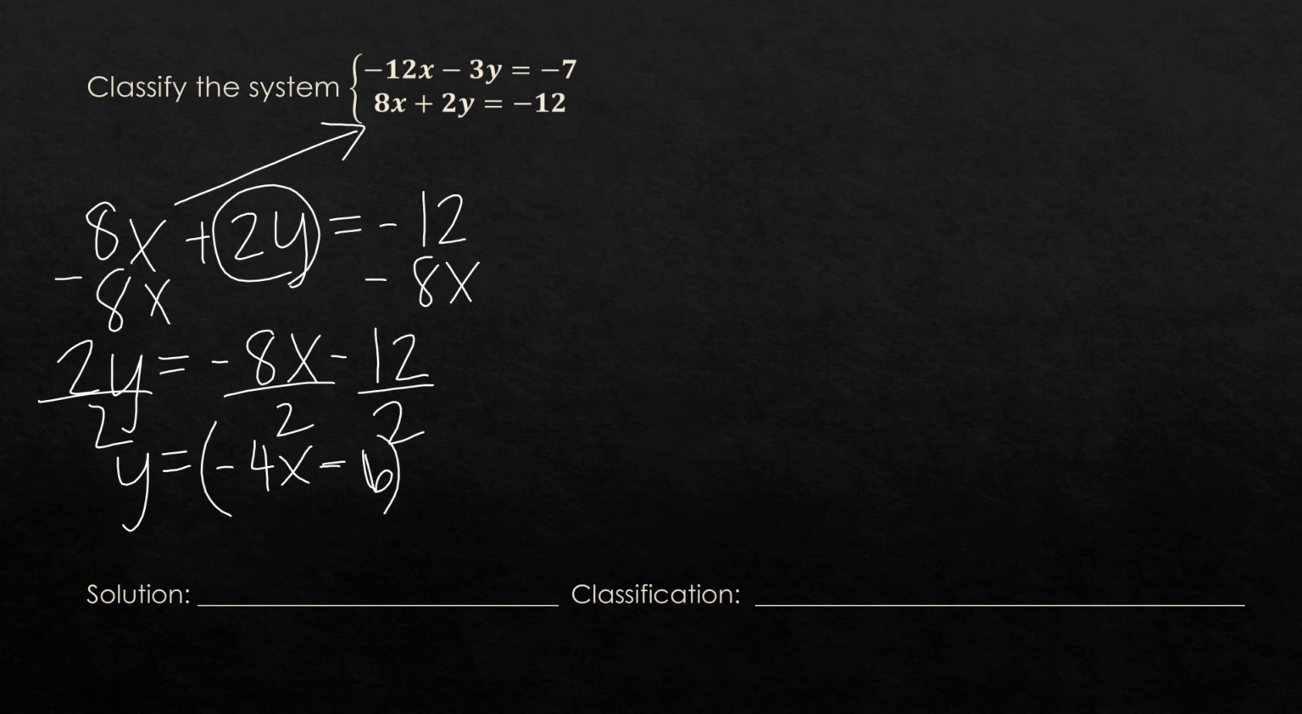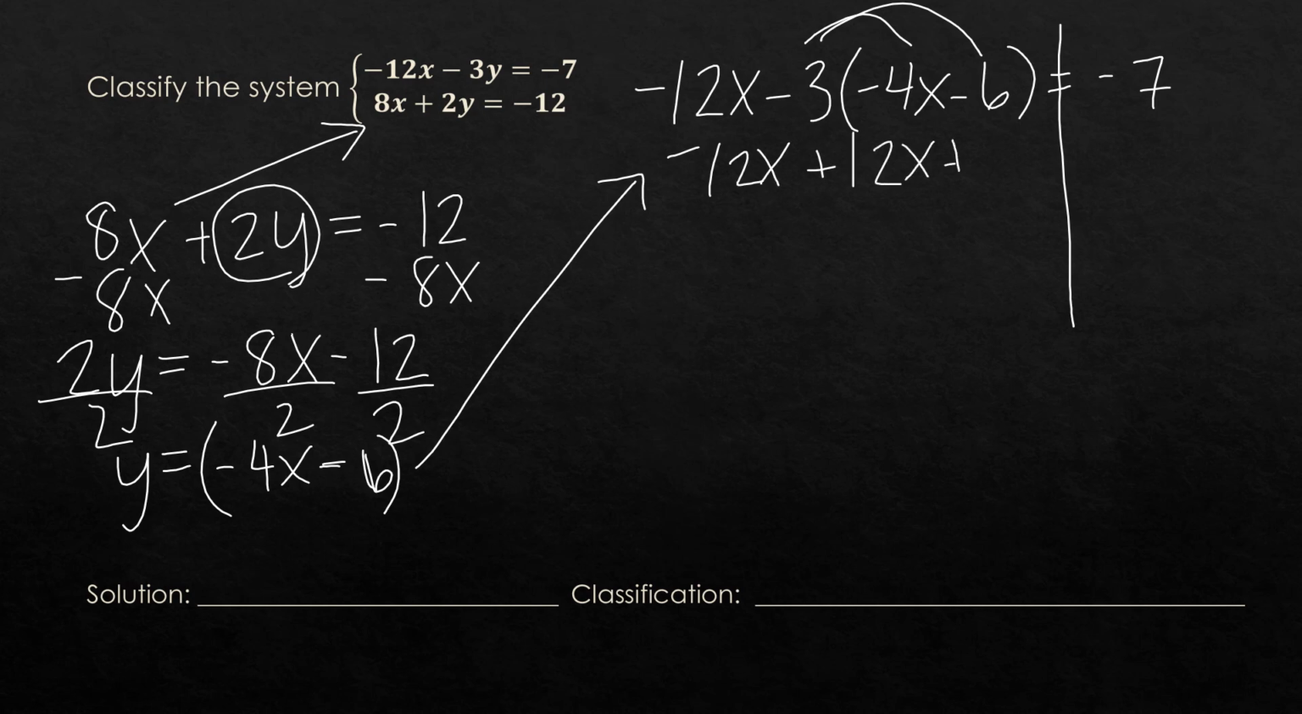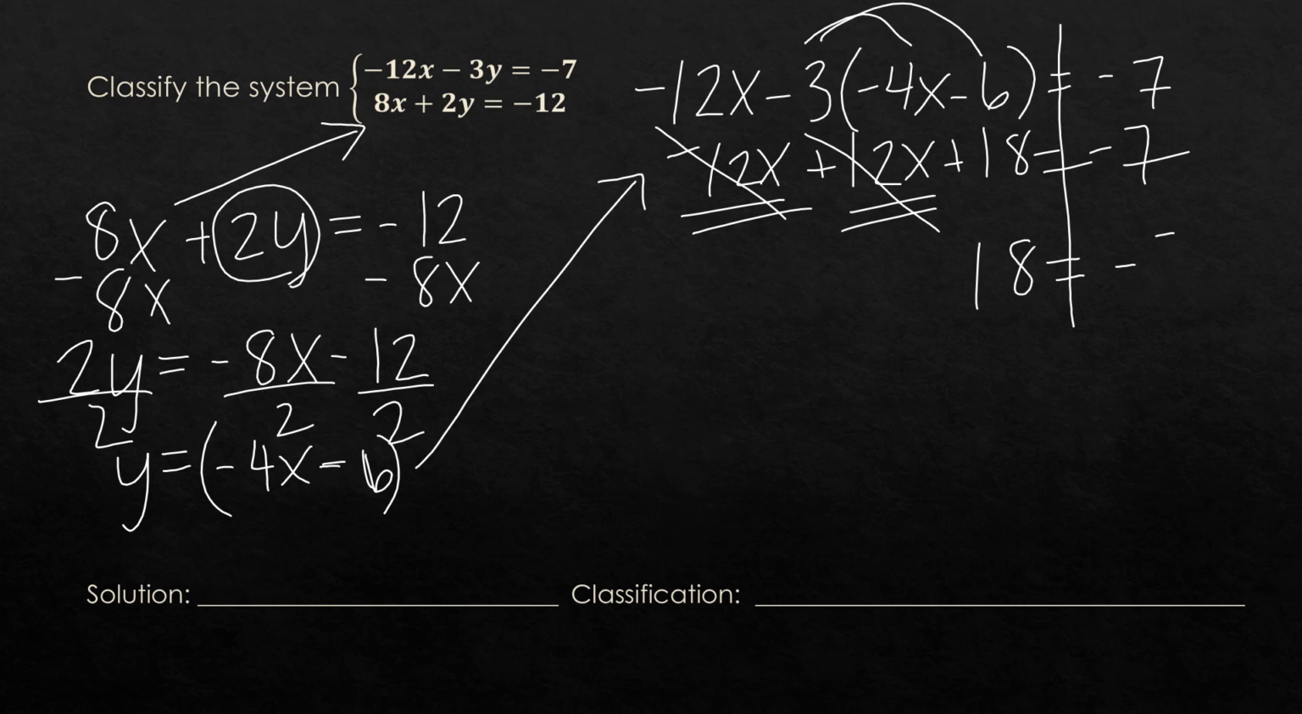So now I'm going to take this and plug it back into the first equation since that's the one that I did not use. So negative 12x minus 3 times y, which is negative 4x minus 6, equals negative 7, and now I'm going to solve this. So distribute first, we get plus 12x plus 18. And now what we notice is that these are going to cancel. Okay, negative 12 plus 12, it's not x, it's just 0. So what I end up with is 18 equals negative 7.